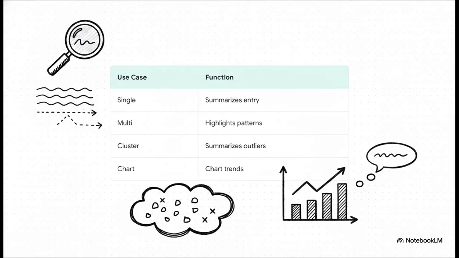Think about how this actually maps to your daily troubleshooting workflows. Got one confusing error? Just use single log explain. Seeing a whole batch of weird errors? Multi-log explain has you covered. If you're dealing with massive volumes of similar logs, cluster explain will quickly summarize the outliers for you, and chart explain will actually generate summaries directly from your visualizations. It suddenly makes advanced log analytics accessible to everyone on the team, not just your query experts.